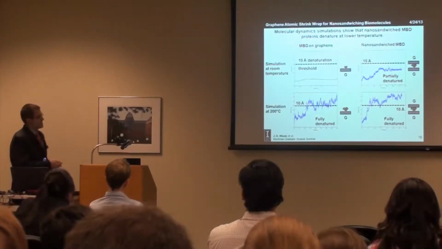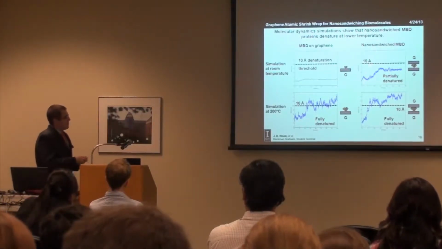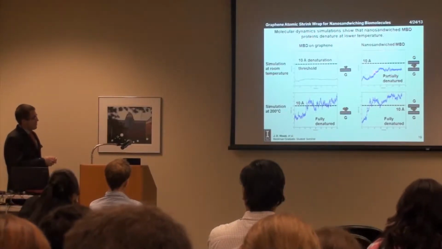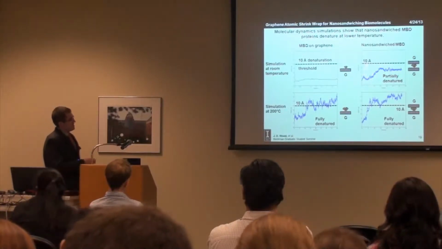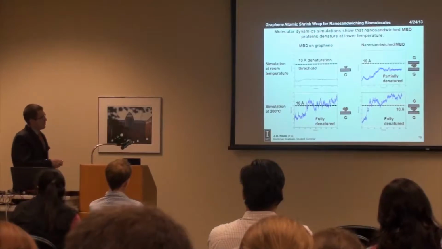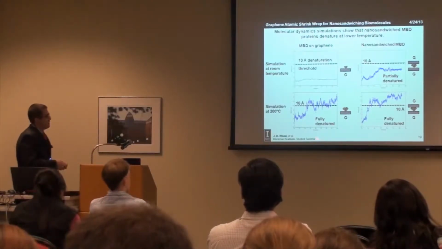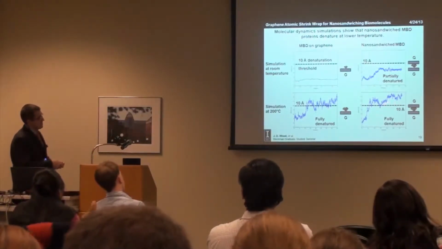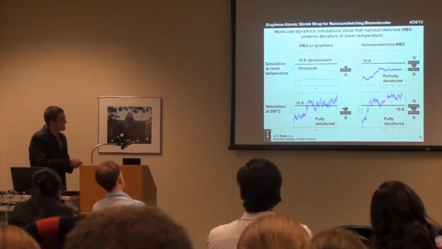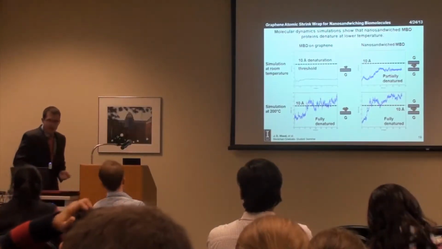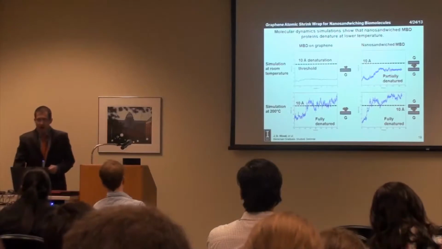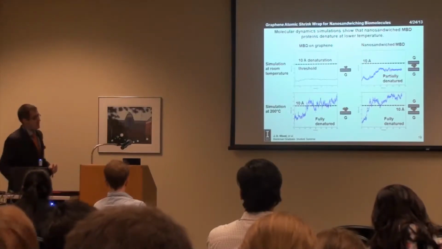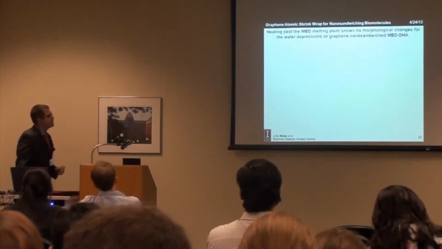The melting point of these proteins is about 50 C. When we put it between two graphene layers in the nanosandwich case, it's partially denatured. The 10 angstrom threshold is the point where the protein unravels itself. And when we heat to 200 Celsius, it immediately is fully denatured. So this is suggesting that this configuration is imposing a lot of hydrostatic pressure on the protein, which causes it to change its folding characteristics.